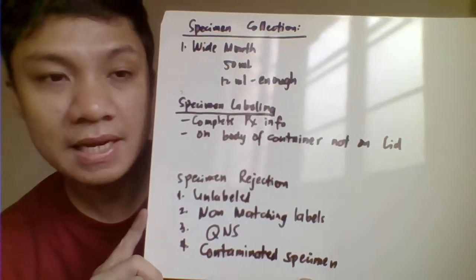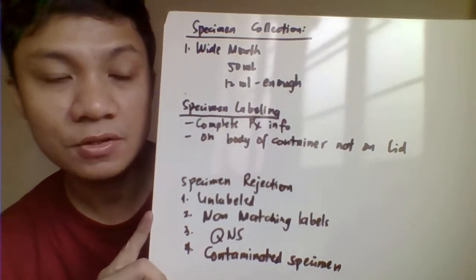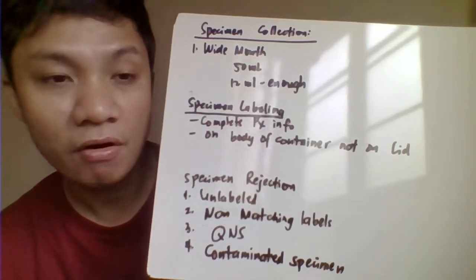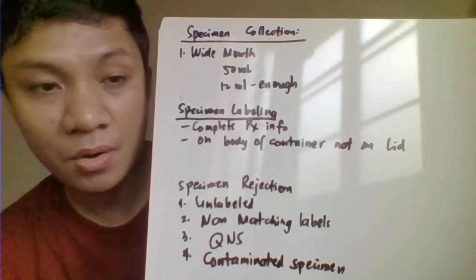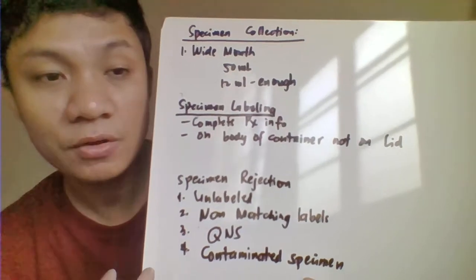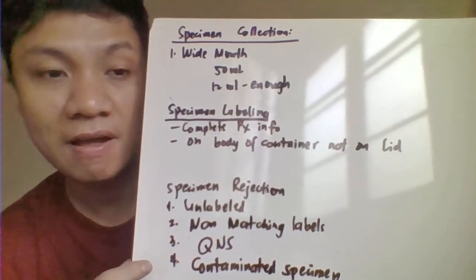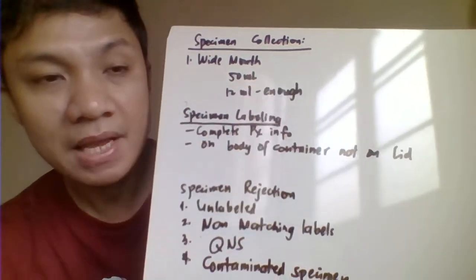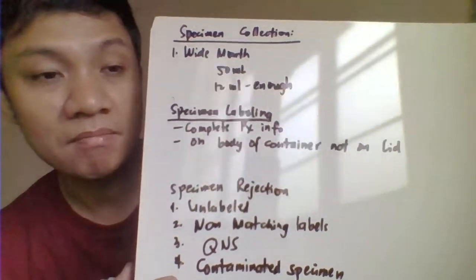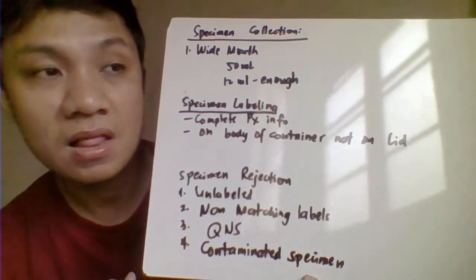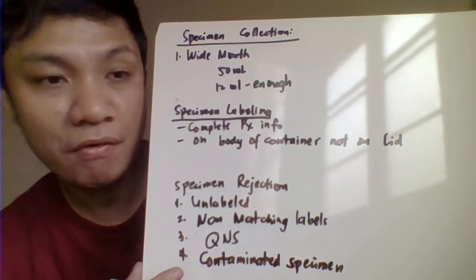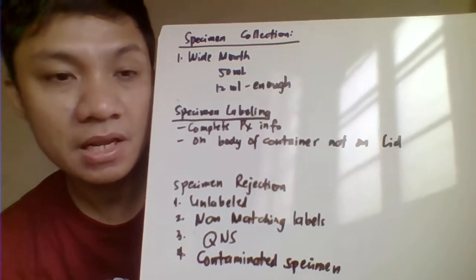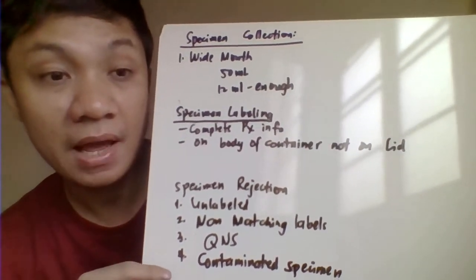So, basically, when we are collecting the urine, the ideal container should be a wide mouth container with a cover. It should be wide mouth to facilitate the urine collection, especially for female patients. Okay, so approximately we have 50 ml of that, but 12 ml is already enough for you to perform all your tests, including your chemical examination up to your microscopic examination.